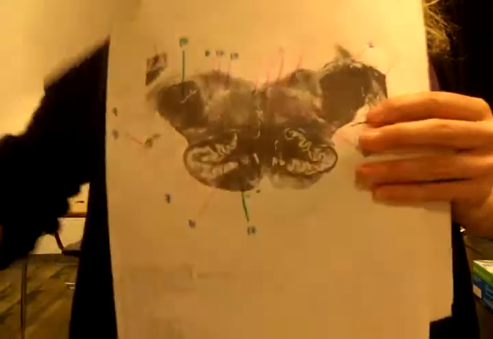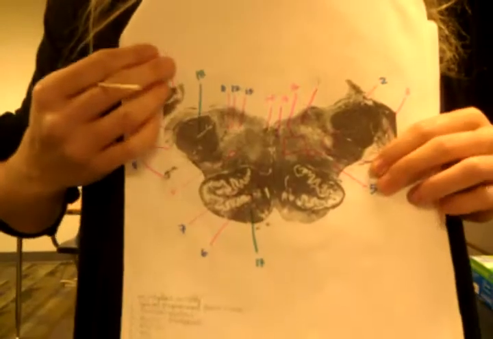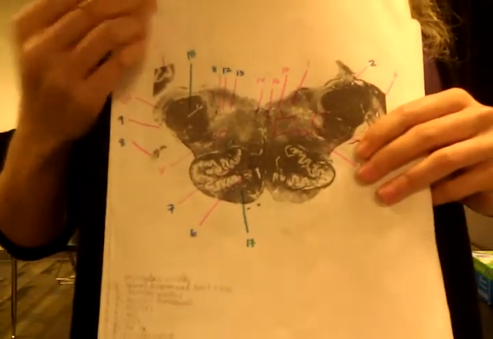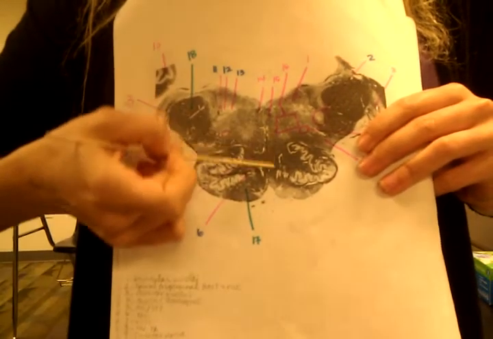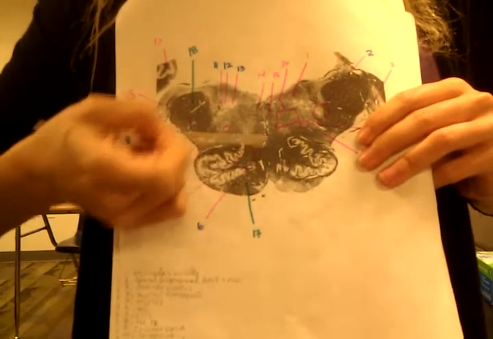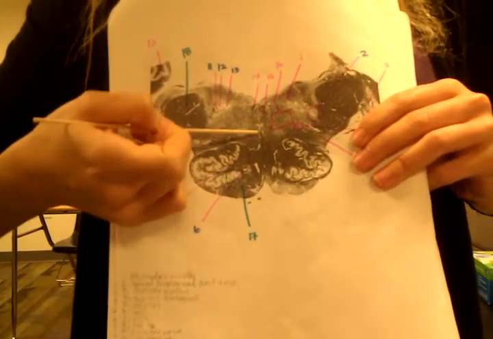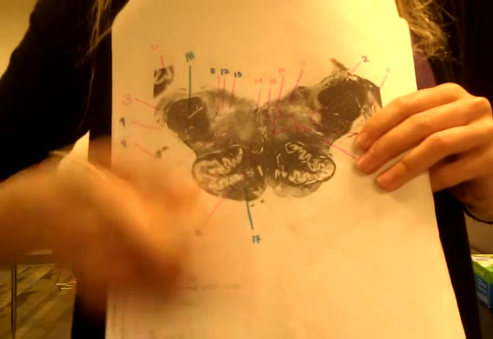Moving up to level 8-9. This is a thin butterfly. The medial lemniscus is still right here in the center. And this is information for the DCML, still following the second neuron.